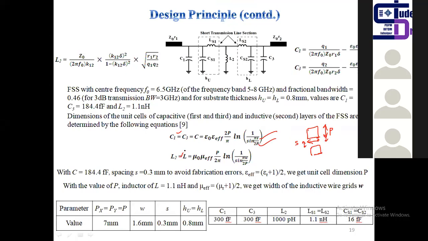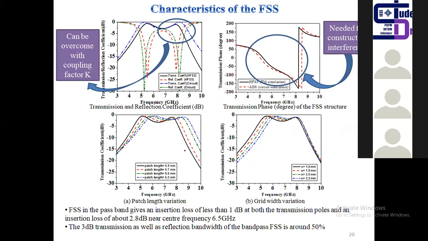Because you cannot fabricate it every time, first you have to simulate a couple of structures. You have to tune it, and then you can go for fabrication. So these are the simulation results, the transmission coefficients or reflection coefficients. I'm not going into detail. The bandwidth, you can see it is 50%, which is adequate bandwidth. And it's with reference to the 3 dB transmission level that we have measured this, and carefully observe the phase response.